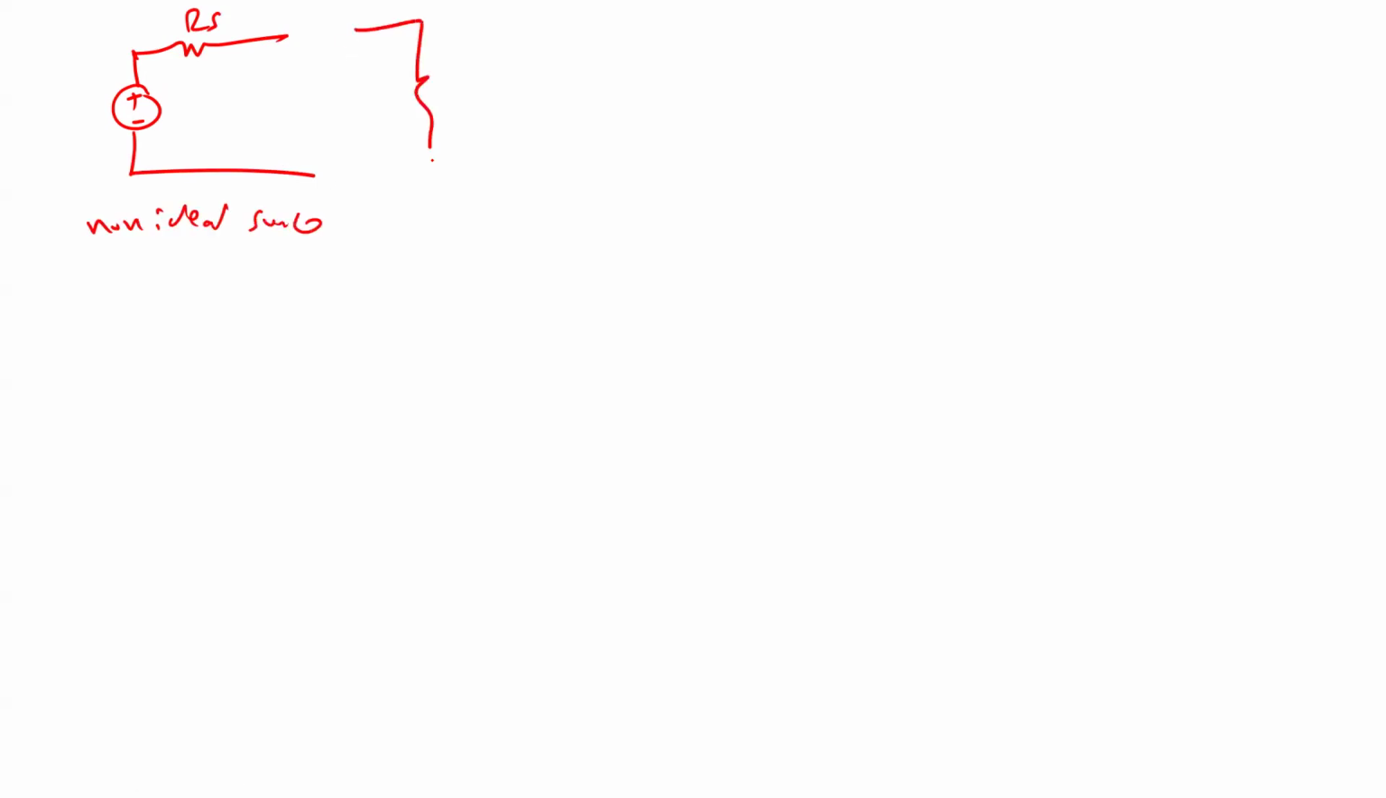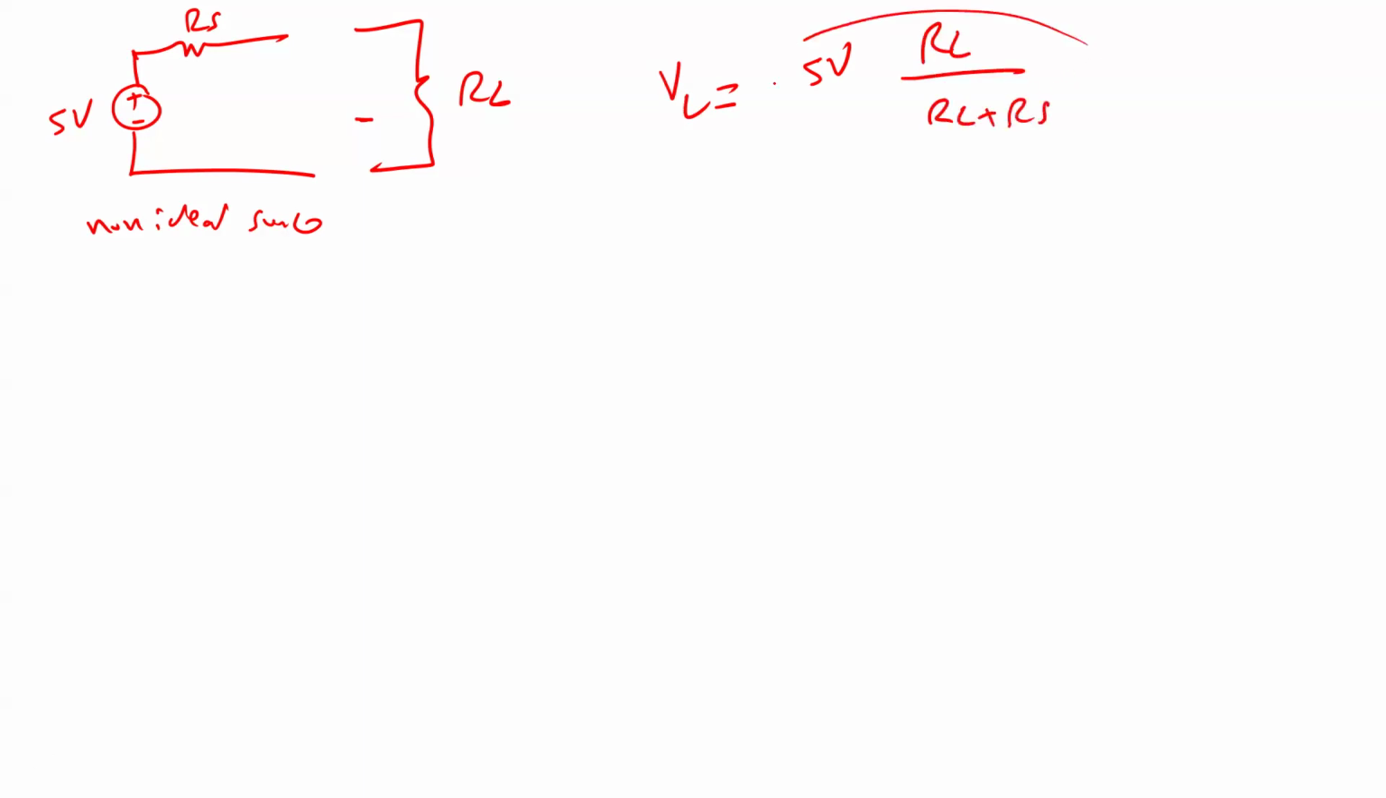Then when I connect RL here, and here, for example, 5 volt, any number, so I have a battery of 5 volt, but what I'm going to get here is not 5 volt. What I'm going to get when you connect it is VL equals 5 volt times RL divided by RL plus RS, the voltage divider. So I'm going to get a ratio of the 5 volt. How can you solve this problem?